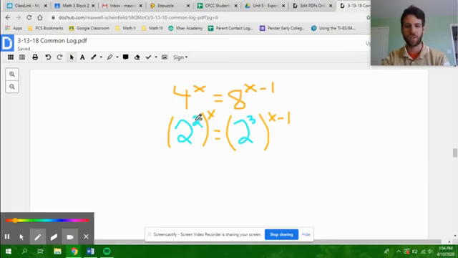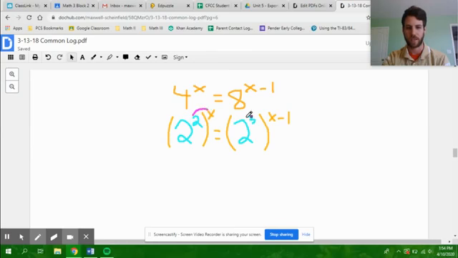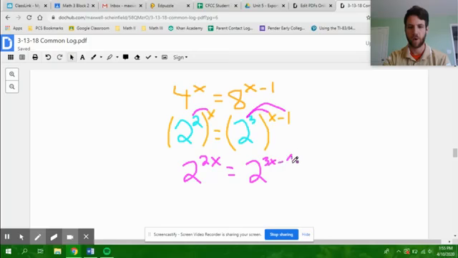Now I have to distribute the exponents by multiplying, since with a power to a power, you multiply those exponents. And so you would basically be doing 2 times x and 3 times x and minus 1. And that would give me 2 to the 2x, and that would be equal to 2 to the power of 3x minus 1.